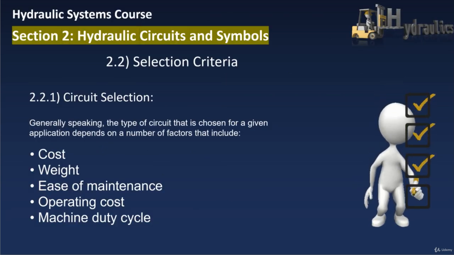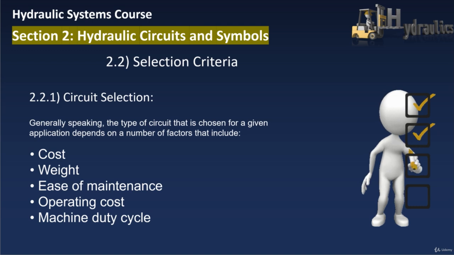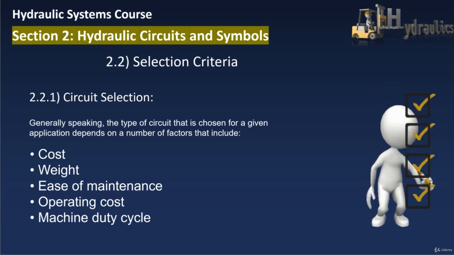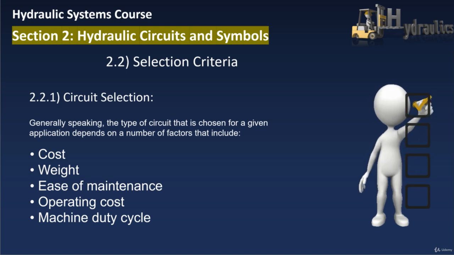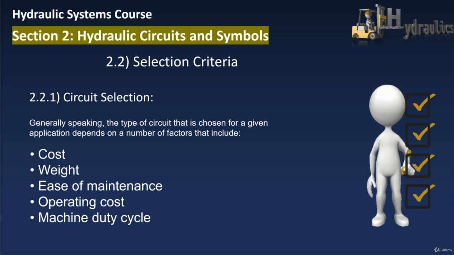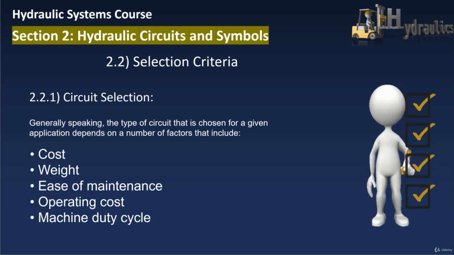When we talk about circuit selection, generally speaking, the type of circuit that is chosen for a given application depends on several factors. These factors include cost, where I need to consider the cost of my equipment and the components which I'm going to use in a hydraulic system, and the weight, in order to identify the space I require. Sometimes the hydraulic system depends on the application itself. I need to have some restrictions on the space or weight, so I need to consider the weight.